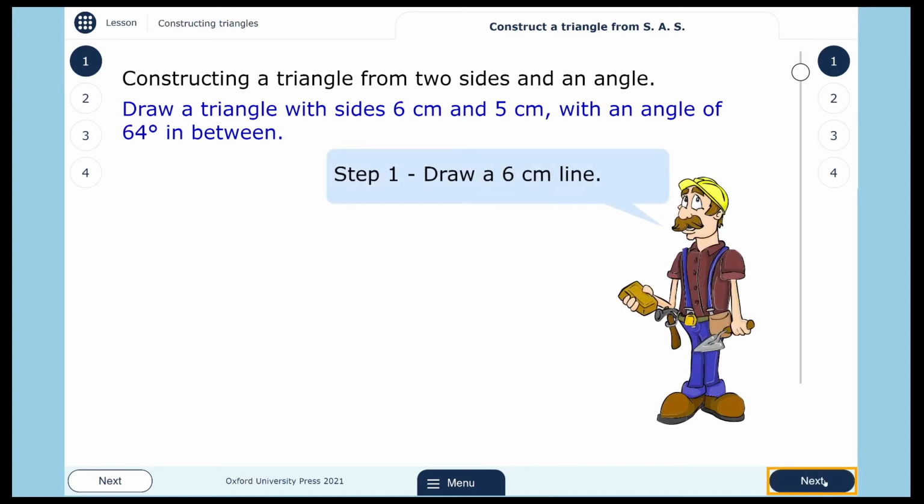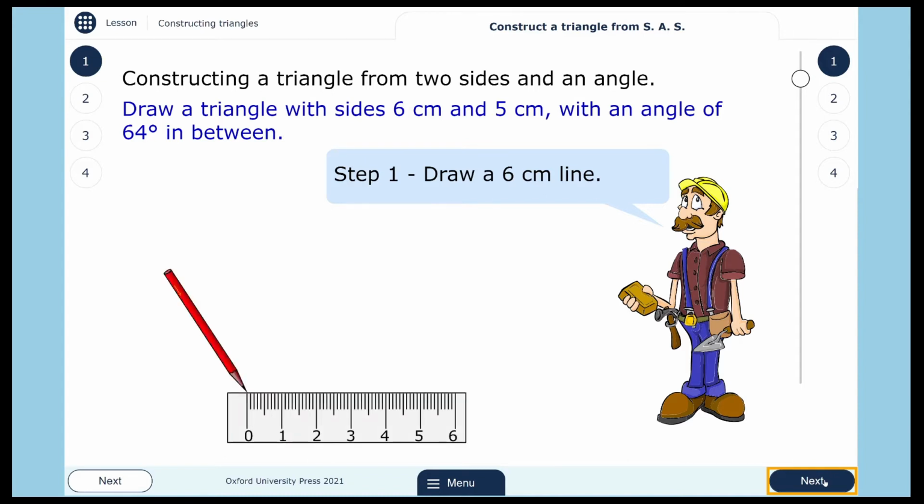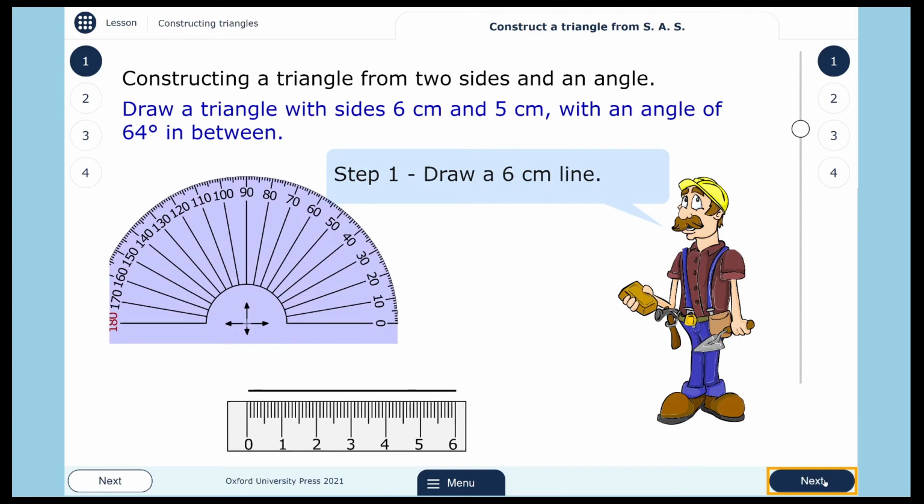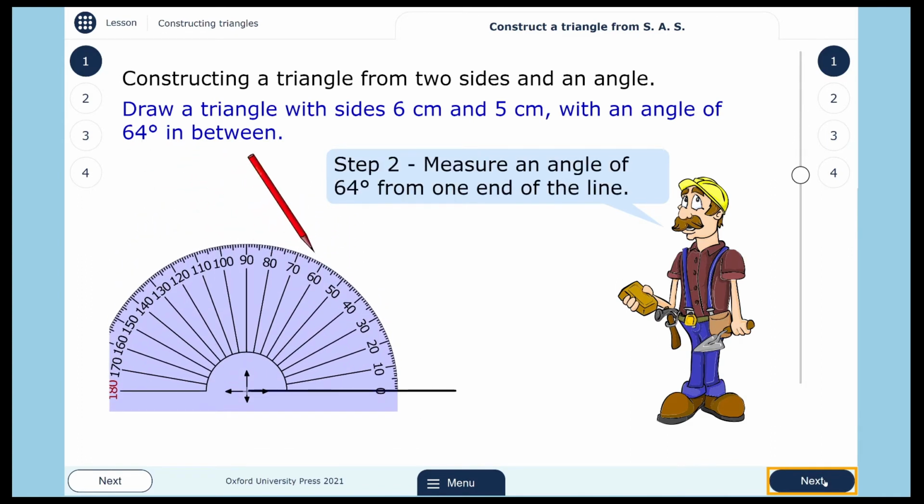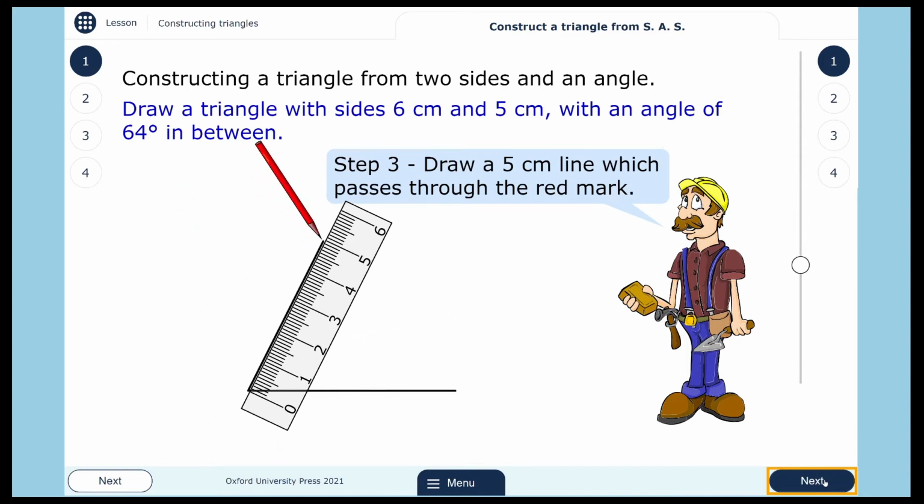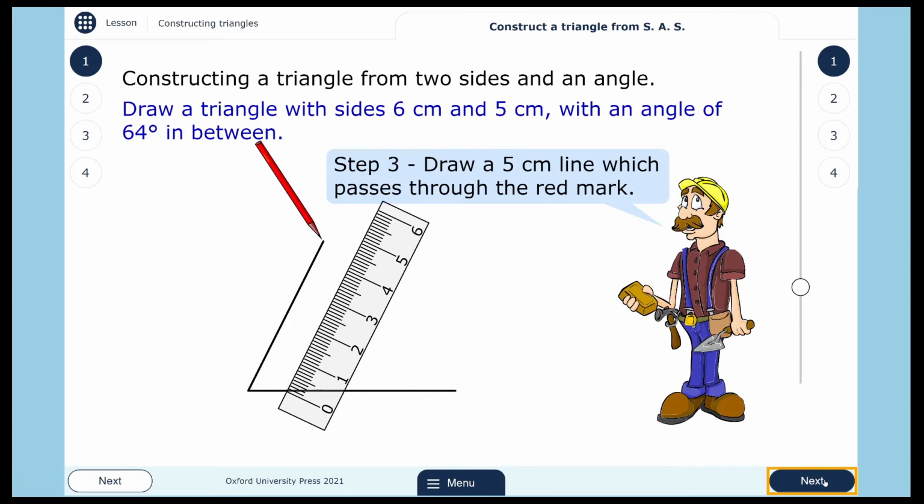You start off by drawing one of your 2 lengths, so in our case we're going to start off with 6 centimeters. You draw your line. You then want to measure the angle that you're given from one of the 2 sides. In our case, our angle is 64 degrees, so we're going to put a mark. Once you've done that, you're going to draw a line going through that mark, which in our case is 5 centimeters long, the length that you have been given.